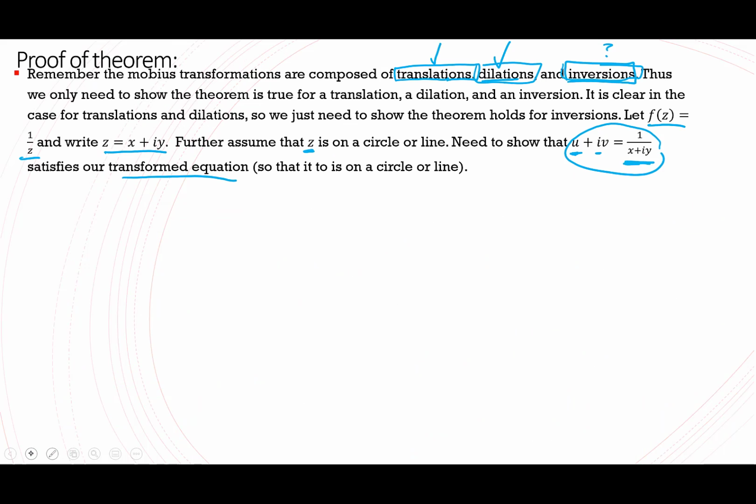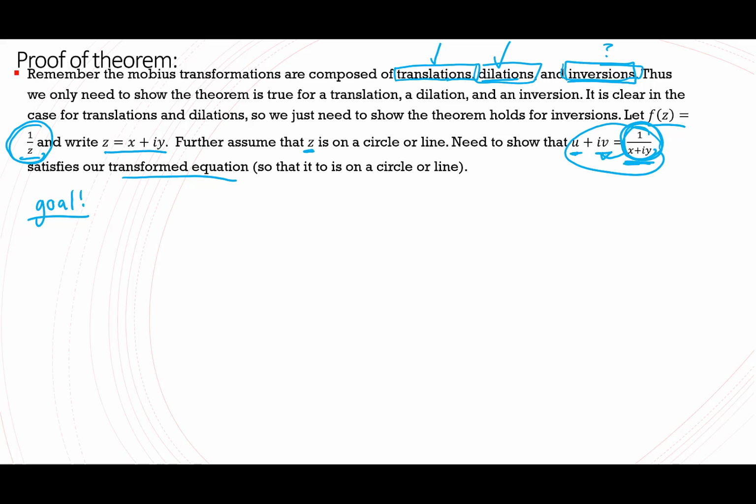Okay, so how do we do that? Well, we have to do a lot more algebra. Again, our goal, just to state it again so that we're all on the same page: we plugged z into our function to get this. So we're going to write 1 over x plus iy in terms of its real and imaginary parts, u plus iv, like we've done in the past.